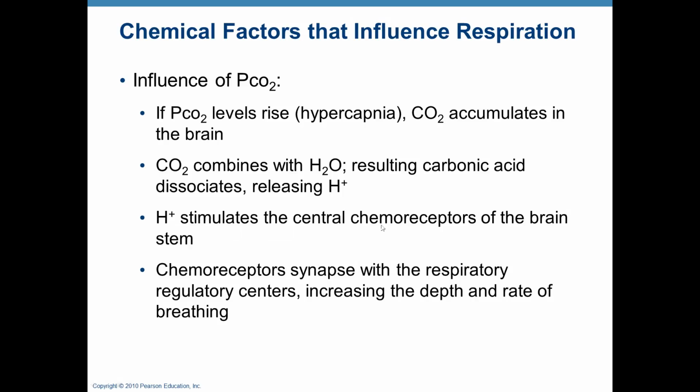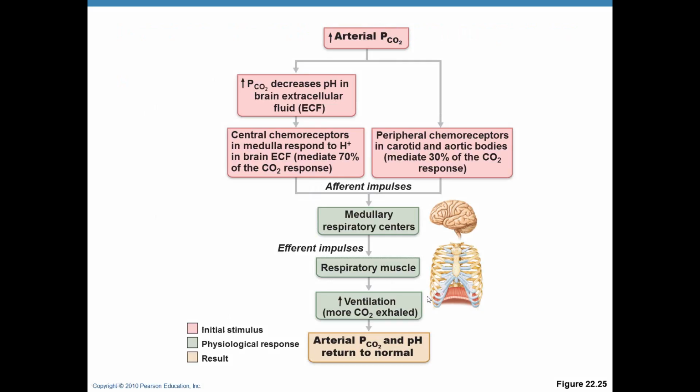So you have chemoreceptors in your brainstem that can detect that increase in hydrogen ions. When they do that, what are they going to do to your breathing rate? You've got excess CO2, so you need to breathe that CO2 out. You need to exhale it out. So those respiratory centers are going to increase the depth and the rate of your breathing. That makes sense.